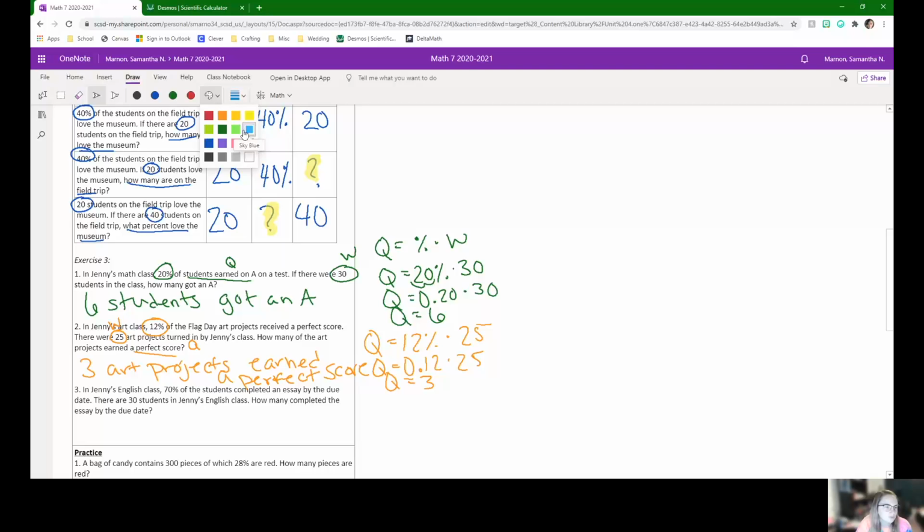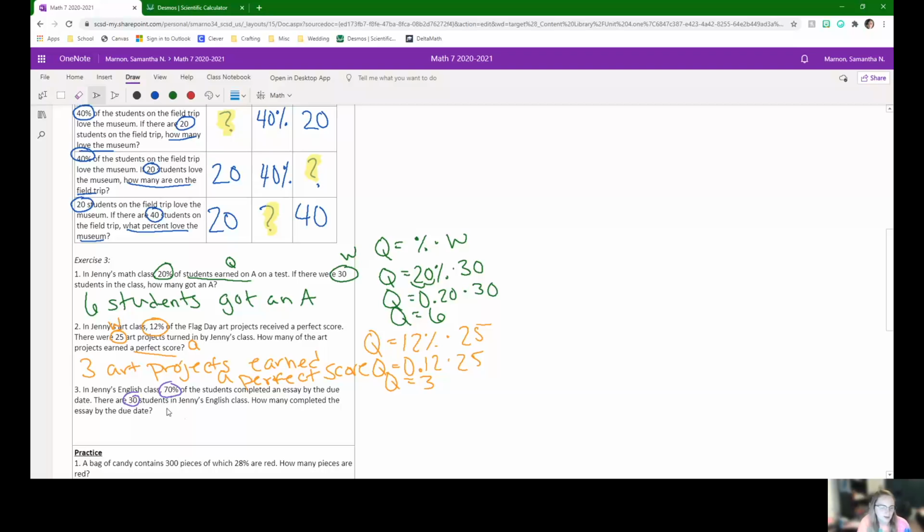Last one, and I'll do this one in purple. In Jenny's English class, 70% of the students completed an essay by the due date. There are 30 students in Jenny's English class. How many completed the essay by the due date?